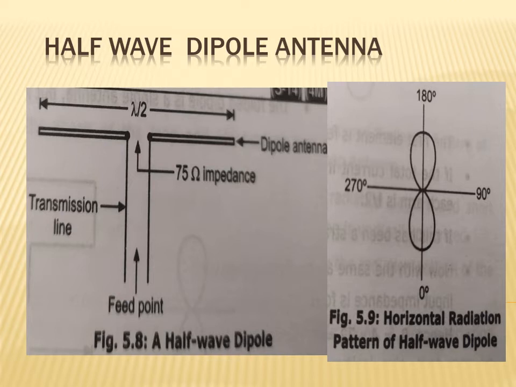This half dipole antenna is open circuited at one end. There are two ends for a dipole antenna. At one end it is open circuited, and the other end is connected to the transmission line. This is the explanation for this half wave dipole antenna.